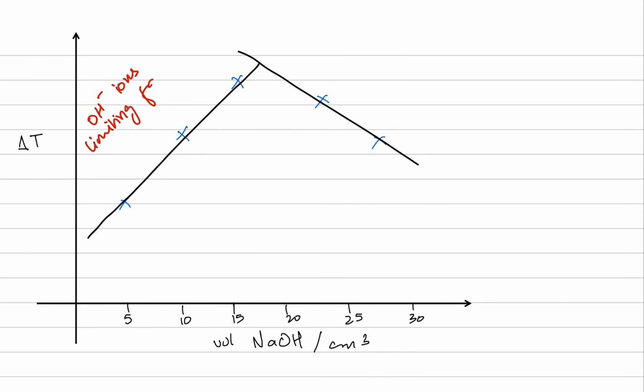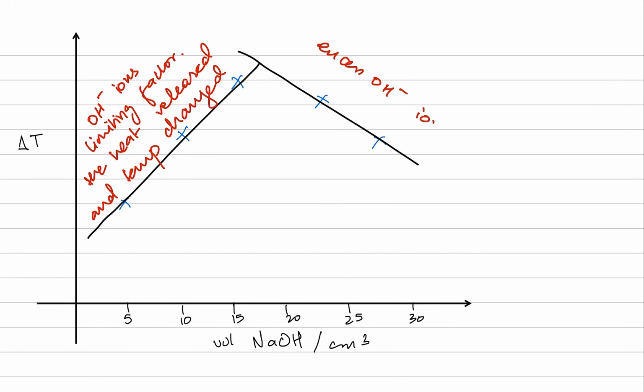In the beginning, OH- ions were the limiting factor because the first few containers did not have a lot of alkali. The heat released and the temperature change depended on the OH- ions. But when a lot of alkali was there, the OH- ions were in excess, and the H+ ions were the limiting factor. So you can see that in some cases OH- was limiting and in some cases H+ was limiting.